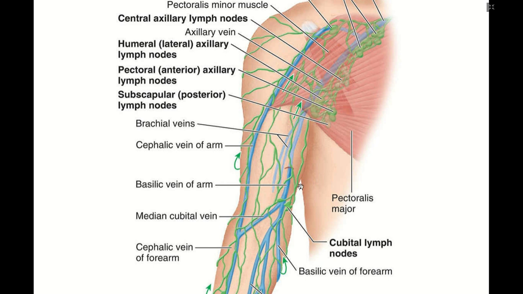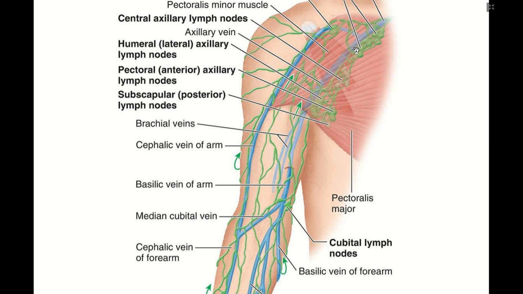So lymph coming from the medial portion of your upper limb will drain into your lateral axillary lymph nodes right here. The anterior, posterior, and lateral groups will drain into the central axillary lymph nodes, and the central axillary lymph nodes will drain into the apical lymph nodes.